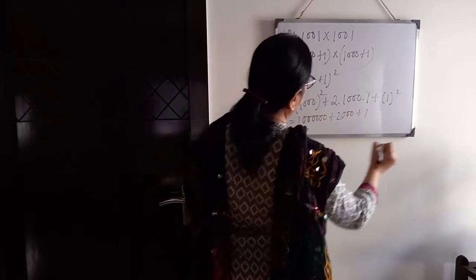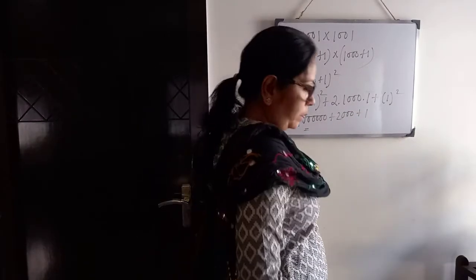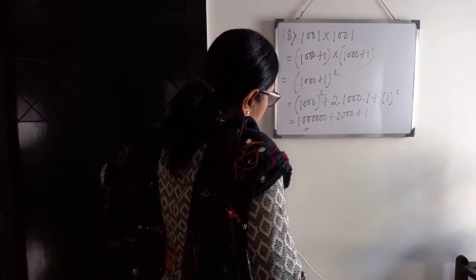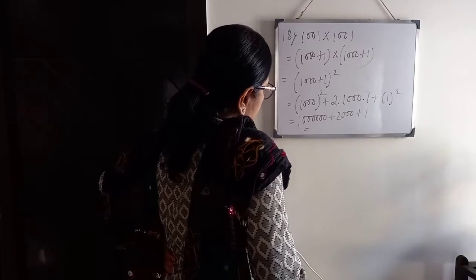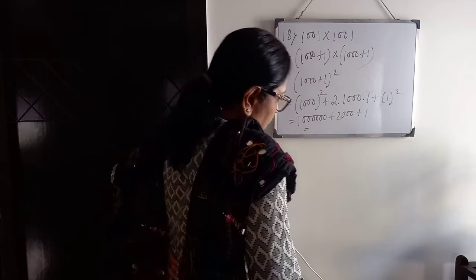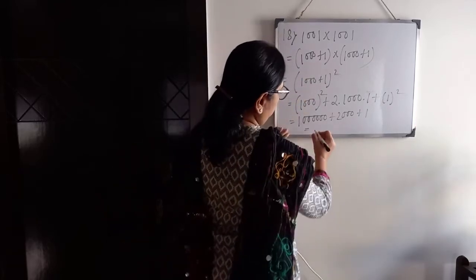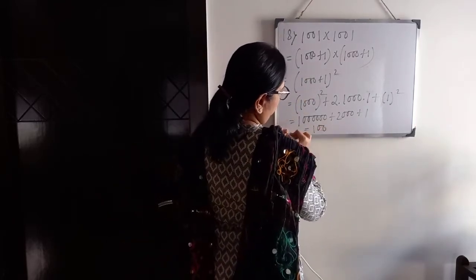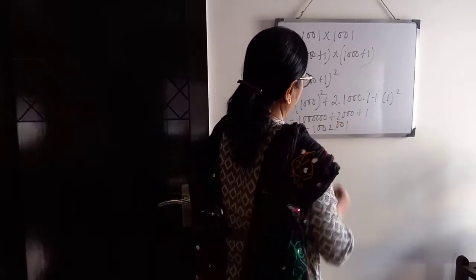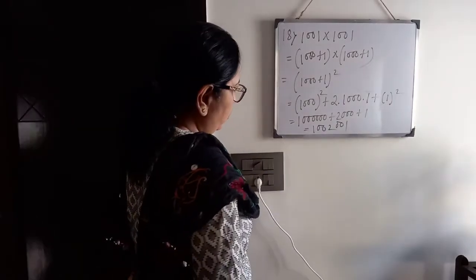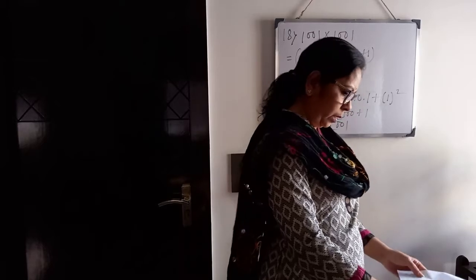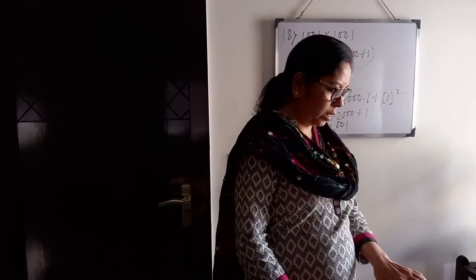Now all addition. So it is coming 1, 0, 0, 2, 0, 0, 1. This is the answer. Clear? Then you will practice that one.